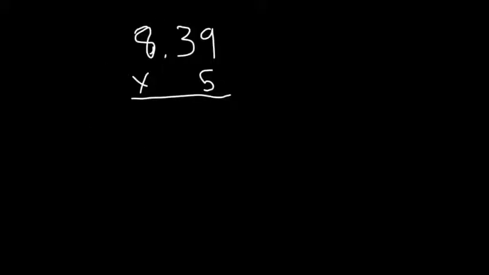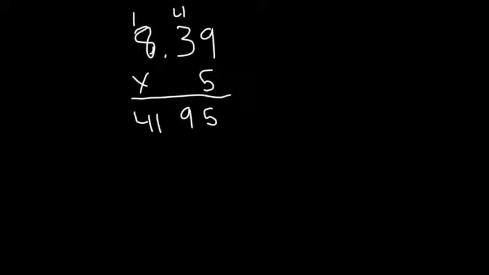Alright, one more example. So we have 8.39 times 5. Again, just pretend the decimal's not there at the beginning and just start multiplying. 5 times 9 is 45. Carry the 4. 5 times 3 is 15, plus 4 is 19. Carry the 1. 5 times 8 is 40, plus 1 is 41.